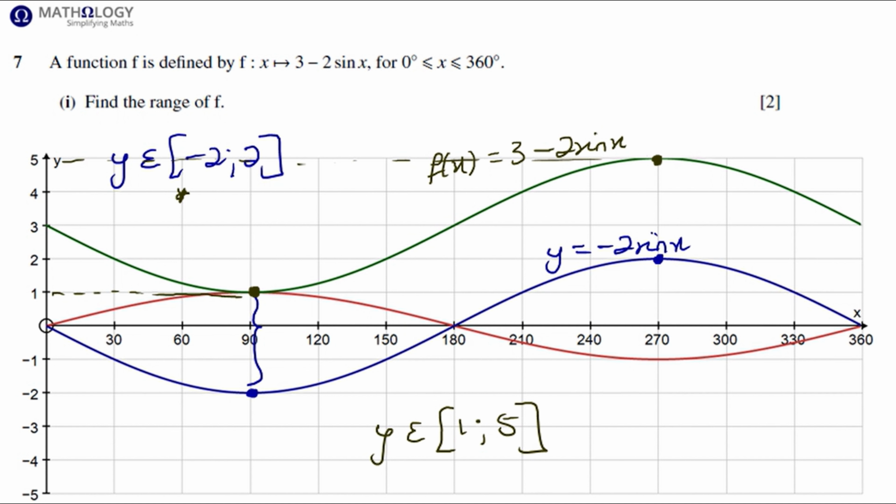Now if you just look at the range for y equals minus 2 sine x, because f of x is the function minus 2 sine x shifted 3 units up, if we just look at the range, which is y is an element of minus 2 to 2, and you just add 3 units to each of those minimum and maximum y values, then minus 2 plus 3 is 1, and 2 plus 3 is 5. So that's one way of going about determining the range of f.